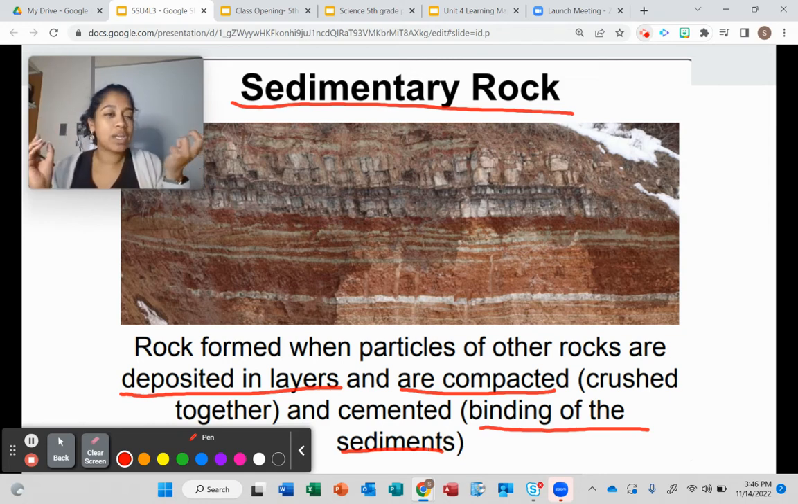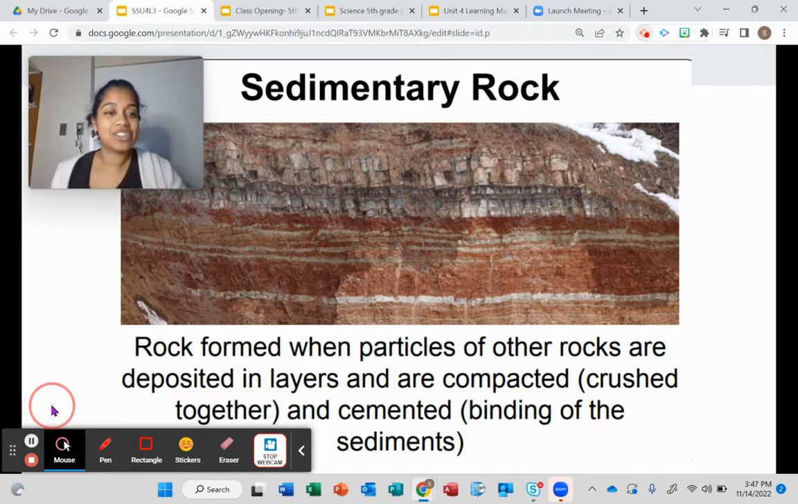It's what happens when a bunch of these little particles are dumped into one place and they're compacted, pushed together, and then cemented together. They're kind of glued together by different elements, usually salt, to create sedimentary rocks.